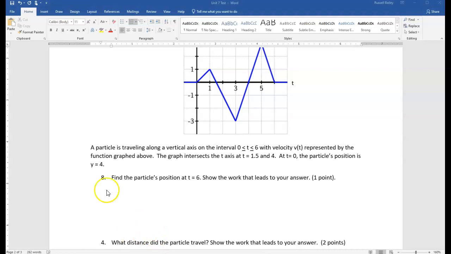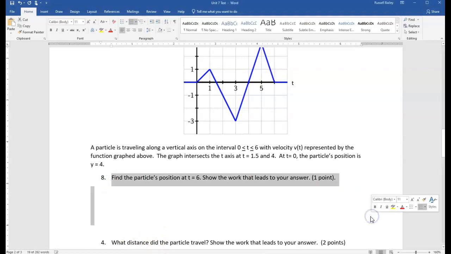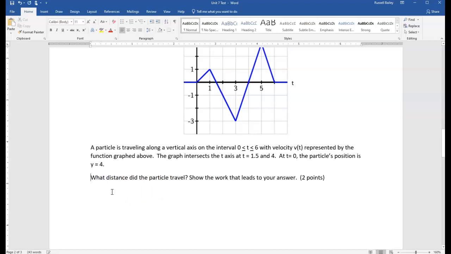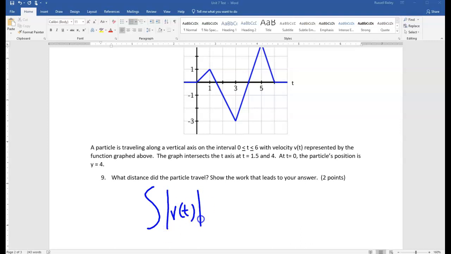All right, next one we're looking at distance, number 9. What distance did the particle travel? So once again, this time they're not asking what's the max distance to the right, or the max distance to the left. They just want to know what's the total distance traveled by the particle. And that's this little formula we saw earlier today. Since we're on this time interval, we're just going to include the entire time from 0 to 6.